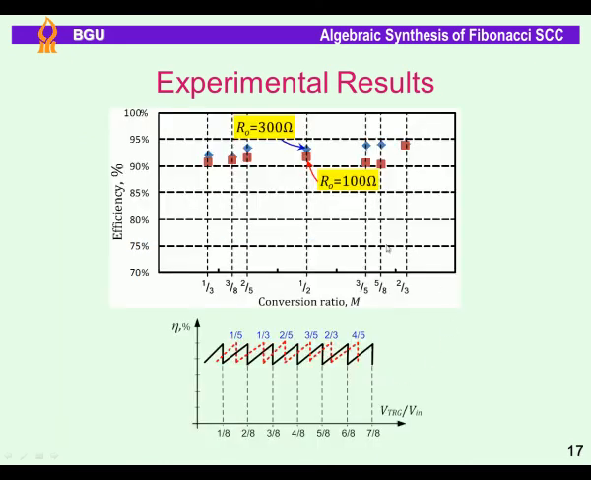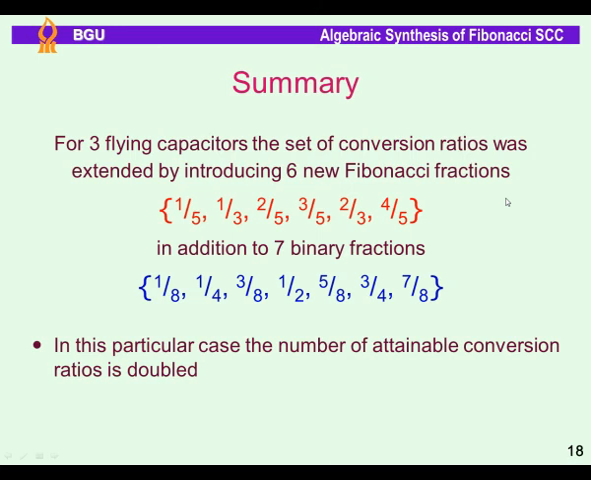This figure shows the SCC efficiency measured for the above 2 loads. The blue diamonds here are for the load equal to 300 ohm and the red squares are for the load of 100 ohm. Note that even with the hard load the efficiency does not drop below 90%. Summarizing the above, we have introduced 6 new Fibonacci conversion ratios in addition to the 7 of the binary SCC with 3 flying capacitors. Thus, in this particular case the number of attainable conversion ratios is doubled.